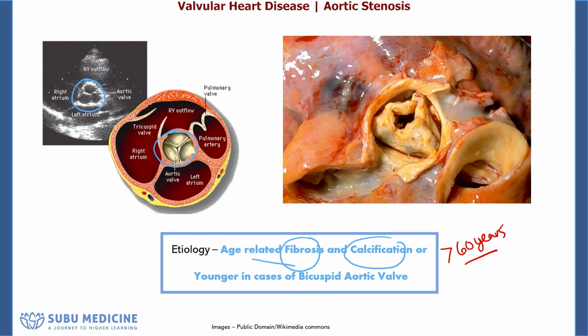The other is seen in much younger people, less than, let's say, 55 years old, and usually you see something called a bicuspid aortic valve. You can see this clearly. There is also aortic stenosis caused by rheumatic heart disease. You must know this for your exam, all right?